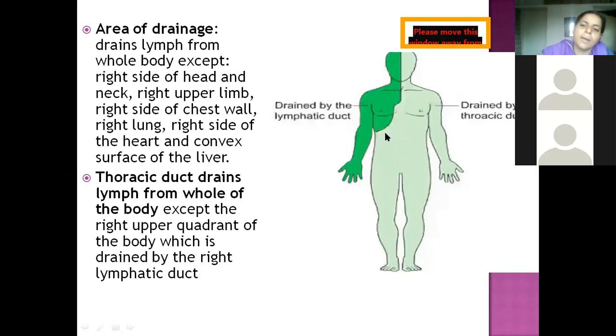Okay, then the lymph from the right upper limb, right part of the thorax and right half of the head and neck is collected by another duct which is called the right lymphatic duct. So that means we have two main ducts, the thoracic duct and the right lymphatic duct.